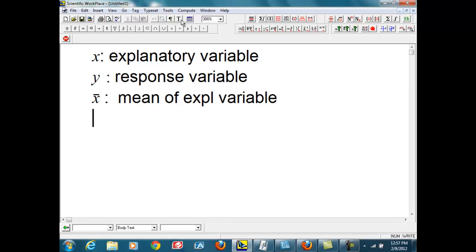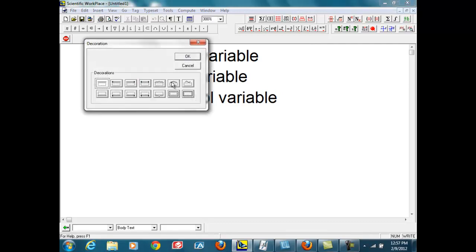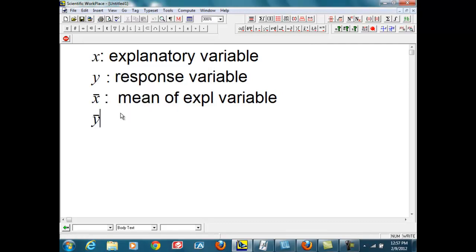Everybody fine? Okay. So when I'm writing Y bar, what does it mean? Sumin, what would you say it is? Mean of the? Go ahead, Sumin. You're Sumin, right? What do I mean? Mean of the response variable, right? And we are talking about samples here, right?